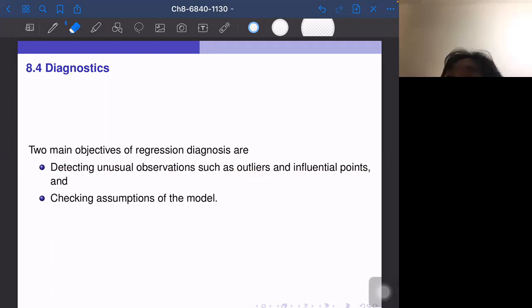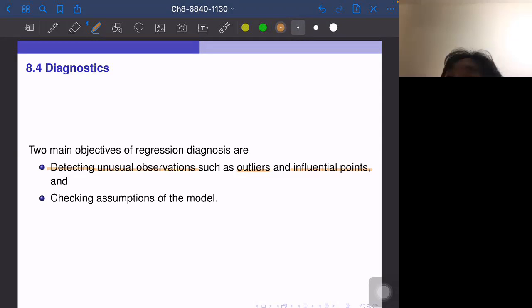Hi, section 8.4, the diagnostics. There are two main objectives of regression diagnosis. One is to detect unusual observations, such as outliers and influential points. We would like to have the estimation results based on a large sample size. But if a few observations affect the estimation results significantly, then the estimation results are actually based on a small number of observations. So we would like to avoid that situation.